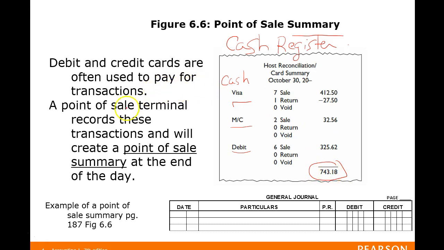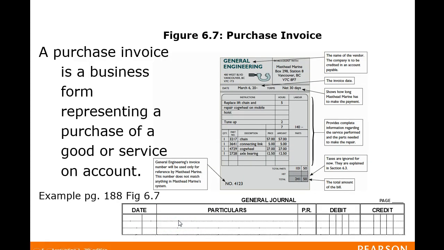So debit and credit cards are often used to pay for transactions. A point of sale terminal or a cash register records these transactions and will create a point of sale summary for the end of the day. So this is still cash, this is cash sales. So again, pause me and then record the general journal transaction that goes here. Good, hopefully you've got that down. We're going to carry on.